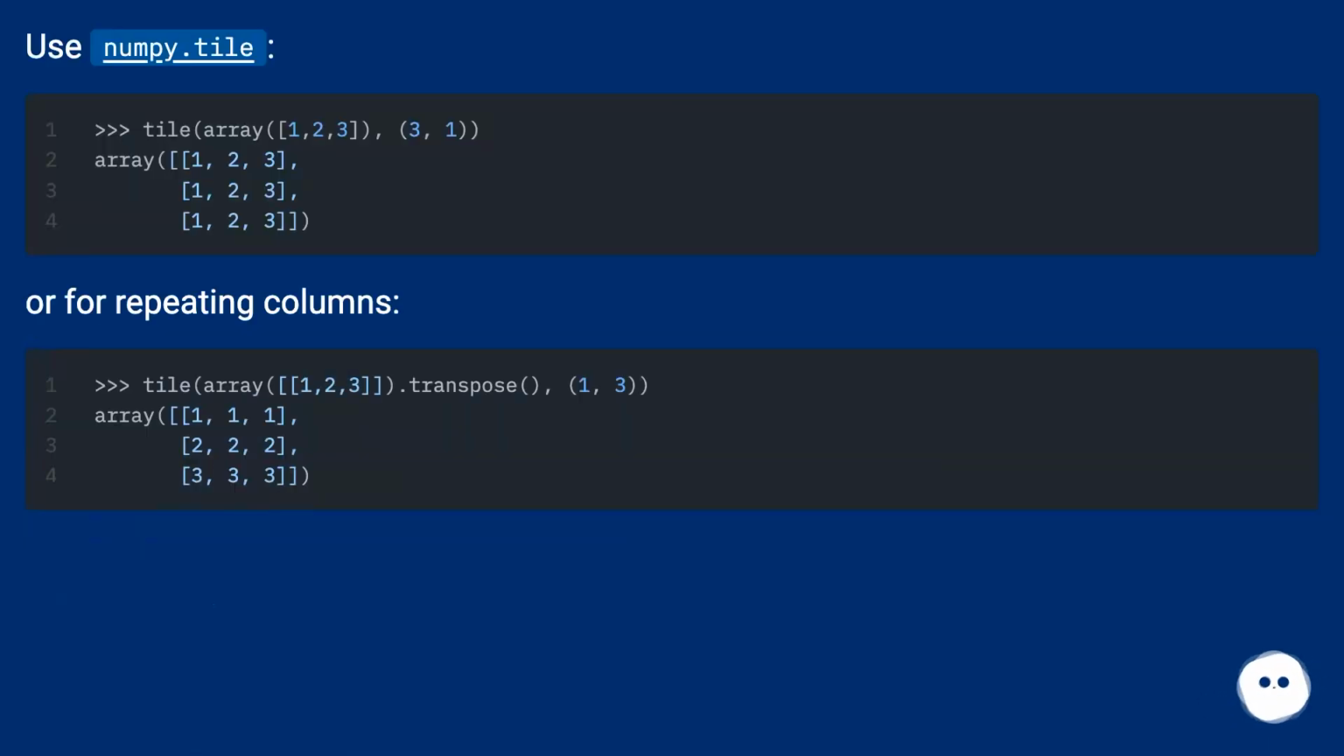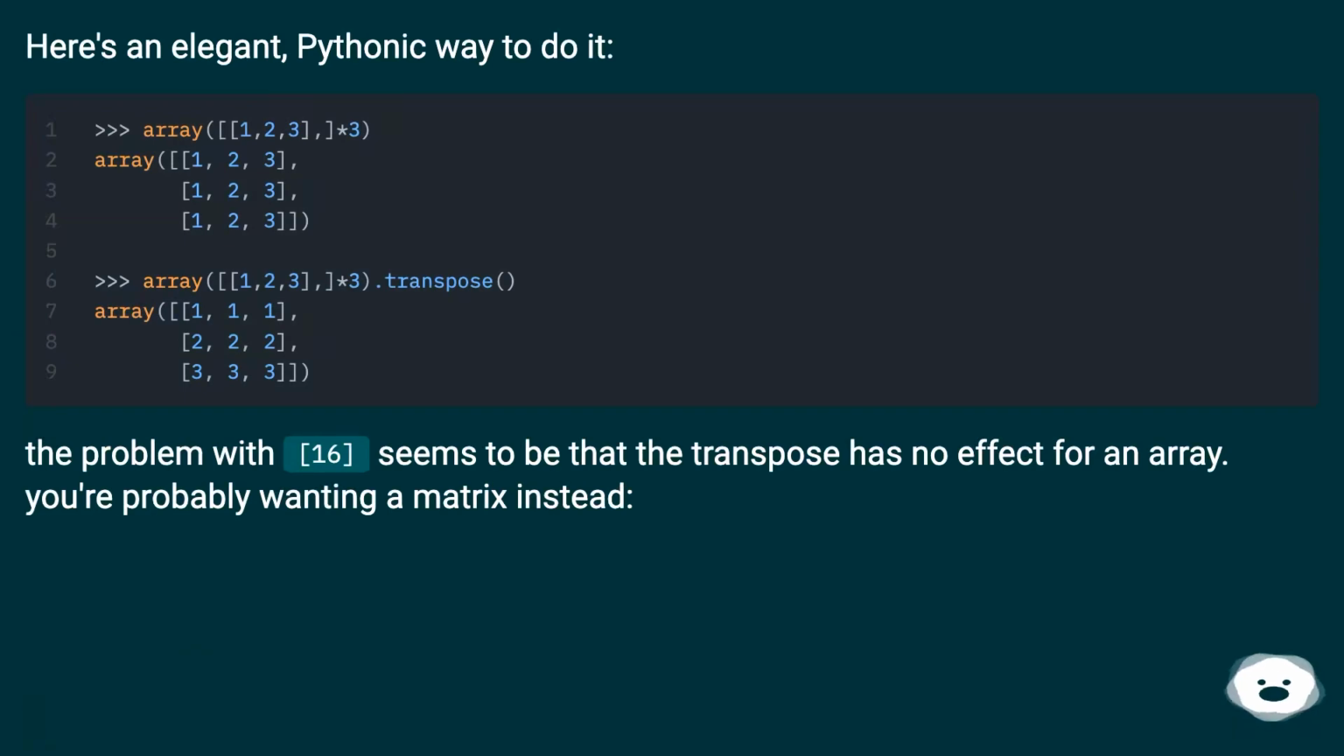Use numpy.tile. Or for repeating columns. Here's an elegant, Pythonic way to do it. The problem with 16 seems to be that the transpose has no effect for an array. You're probably wanting a matrix instead.